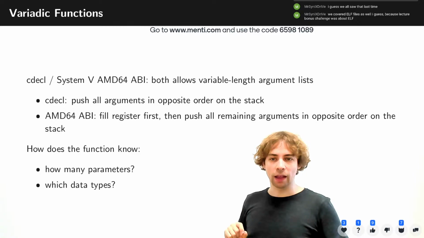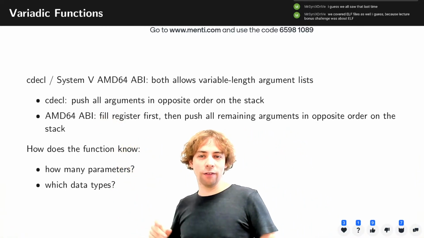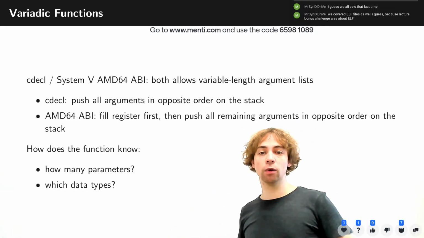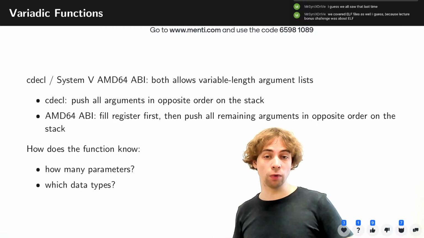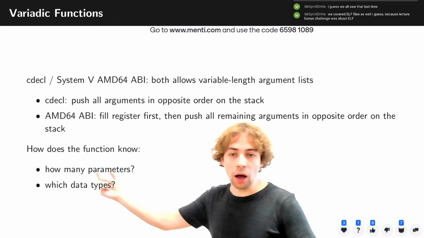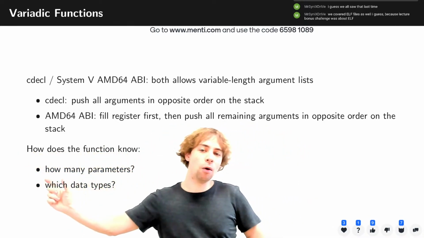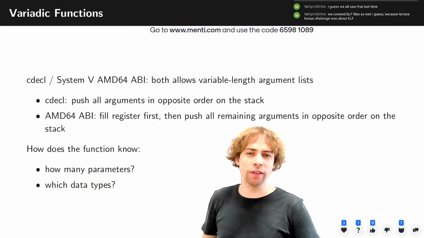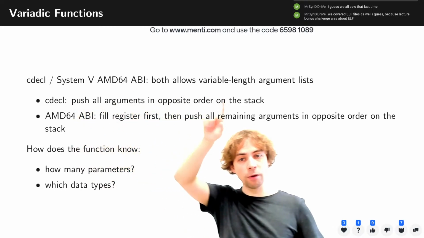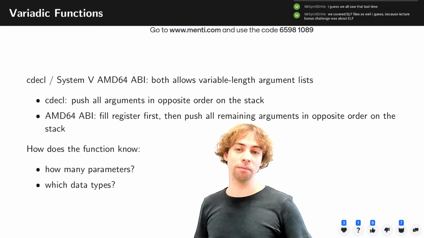Okay. Last time we already looked at function execution. We will look at more function execution this time, but also at C++ and classes there and how classes interact with each other. How does the function now know? Let's think about it. How many parameters do we have? For instance, with printf, we push all the arguments in opposite order on the stack. How do we know how many parameters there are?